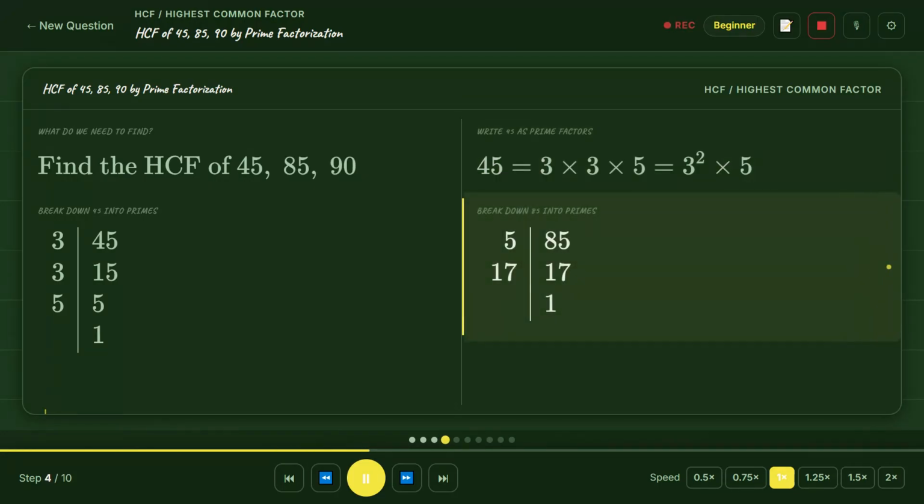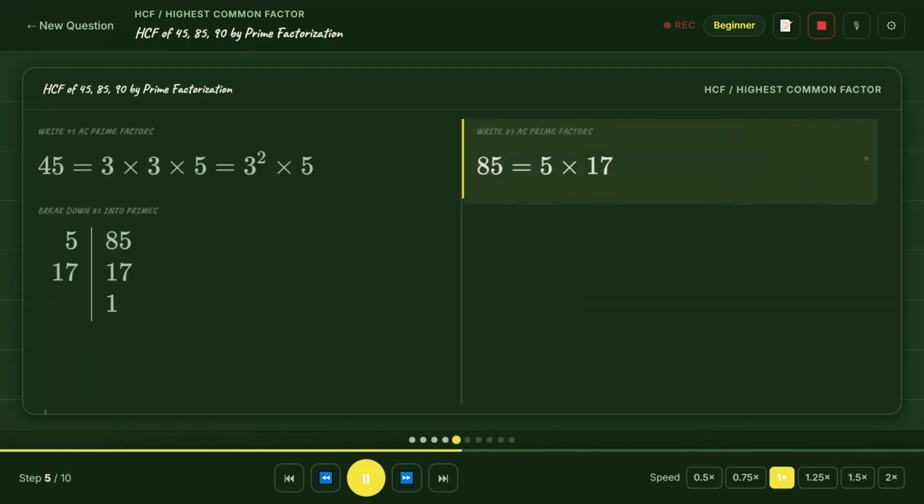Now let's break 85 into prime factors. 5 times 17 is 85. Both 5 and 17 are prime numbers, so we are done. That was quick. So 85 is just 5 times 17. That's it, only 2 prime factors for this number.